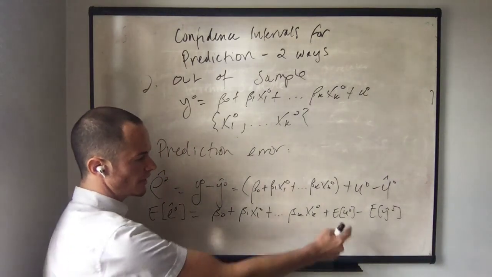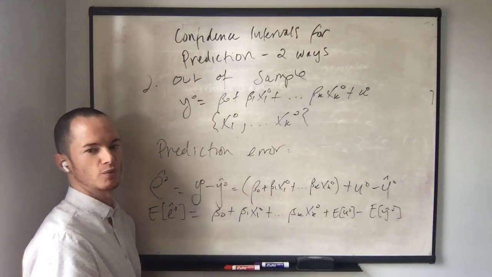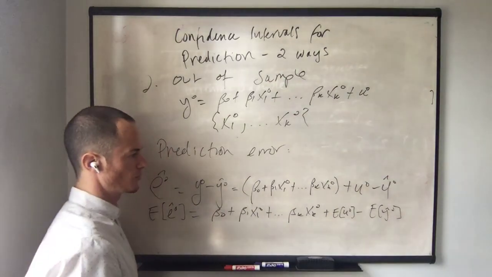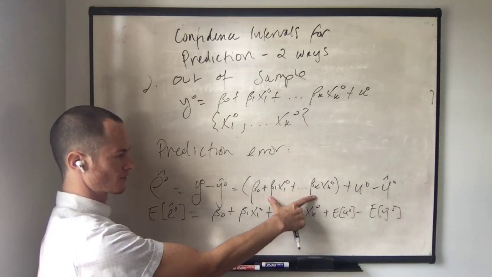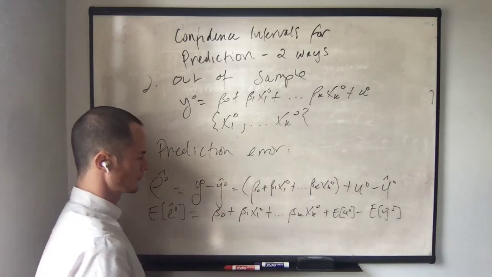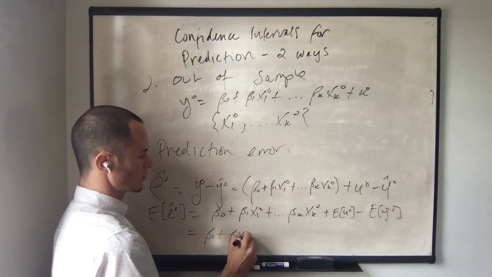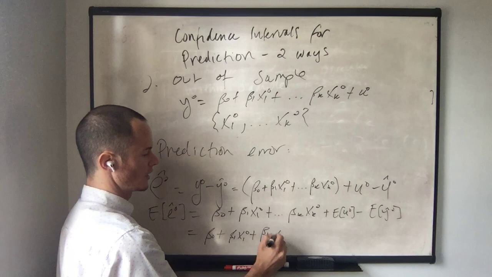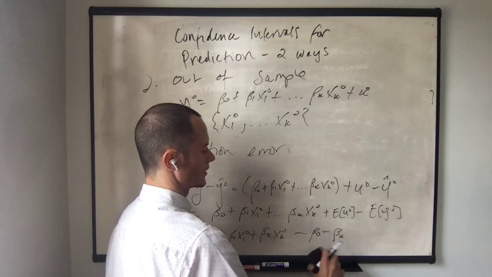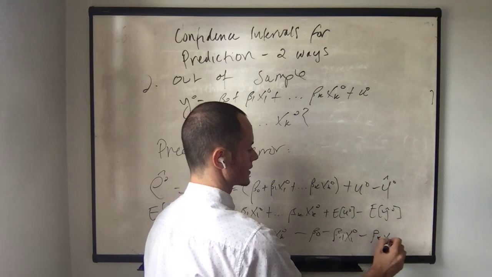And expected value of u0 is 0. Expected mean of the residual is 0, right? Expected value of y hat 0 is going to be this, right? Beta naught plus beta 1 times x1 0 through beta k times xk 0. So what you have is beta naught plus beta 1 x1 0 plus beta k xk 0 minus beta naught minus beta 1 x1 0 minus beta k xk 0.